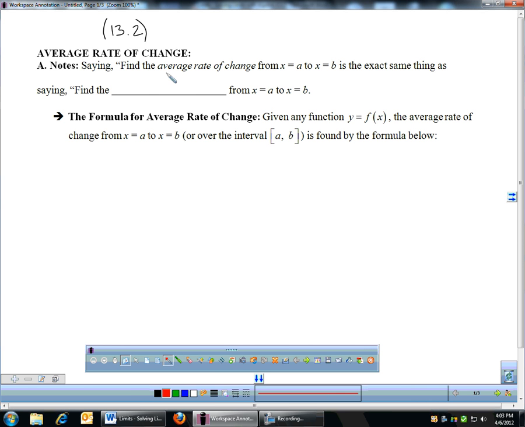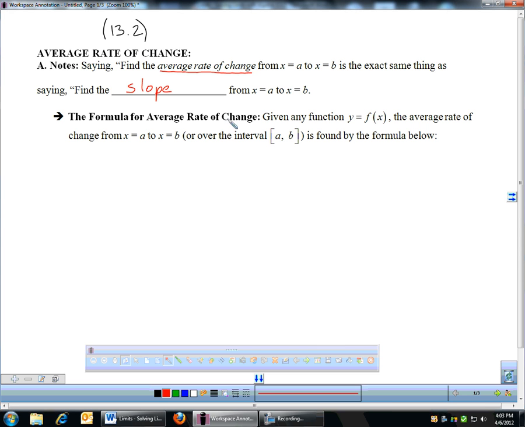Whenever you see that phrase right there, average rate of change from x equals a to x equals b is the same thing as saying find the slope from x equals a to x equals b. Average rate of change and slope, those phrases, those terms are almost interchangeable.